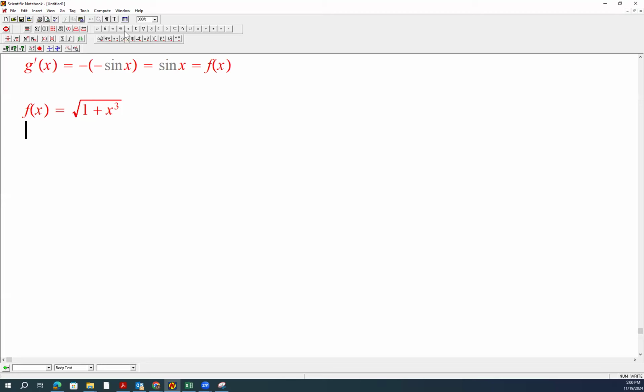Okay? If I define g, and g is equal to the integration from a, upper limit x, of f of t dt. In other words, we're going to plug in f of t, and that is going to be root.